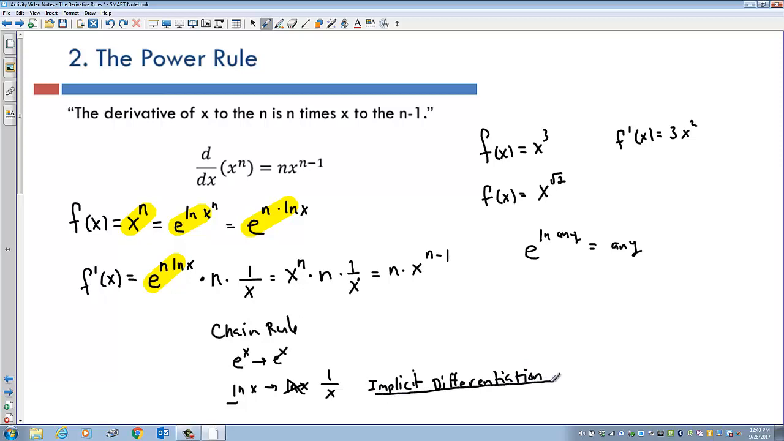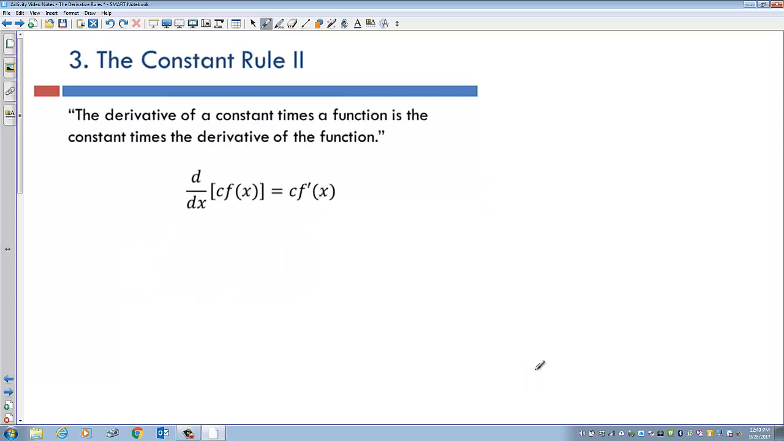Implicit differentiation. All right, let's look at the next rule. So the next rule is the constant rule, part two. And in order to show why this is true, we'll just make another function. Let's call it g of x, which is equal to c times f of x.